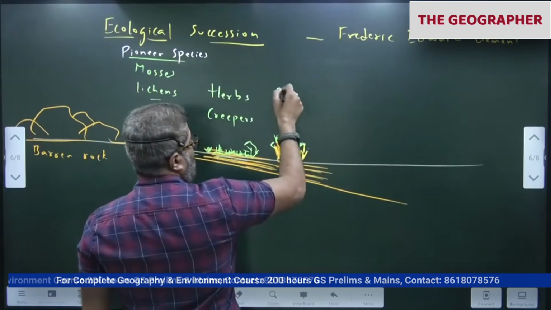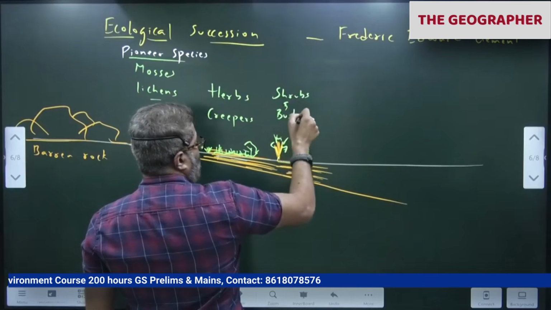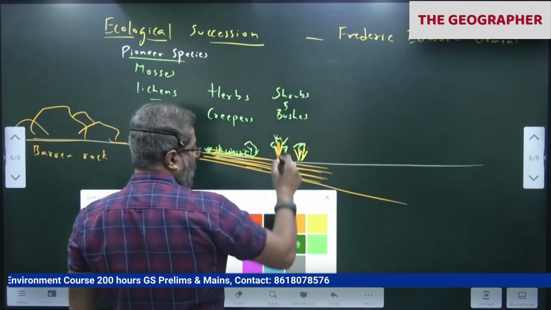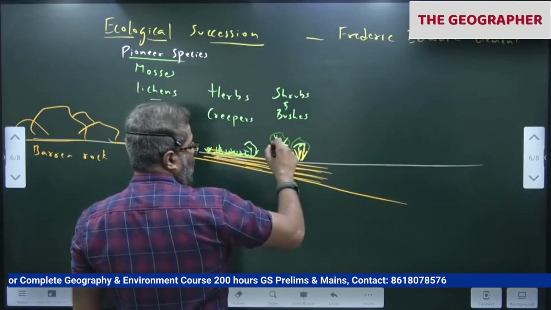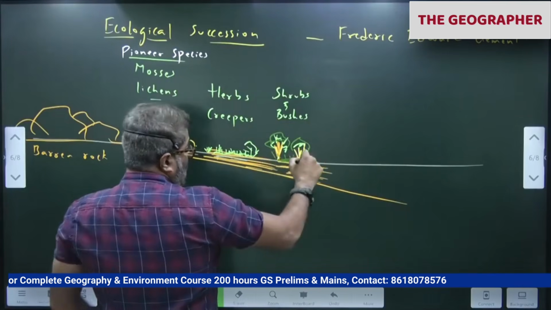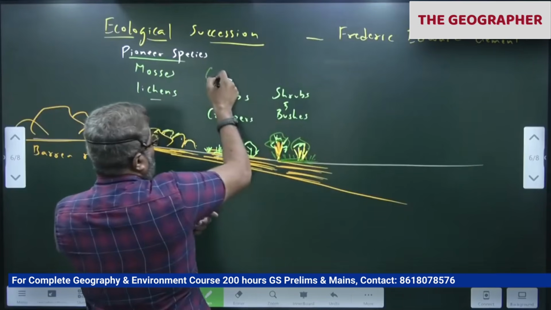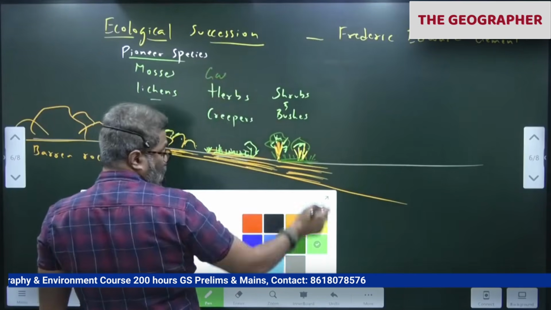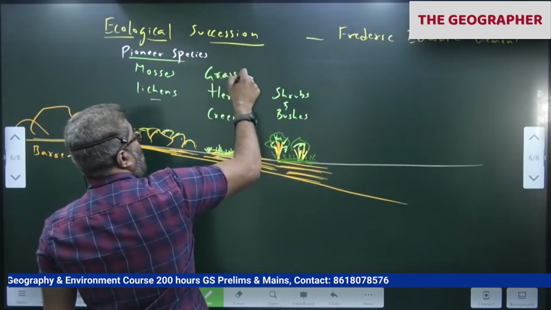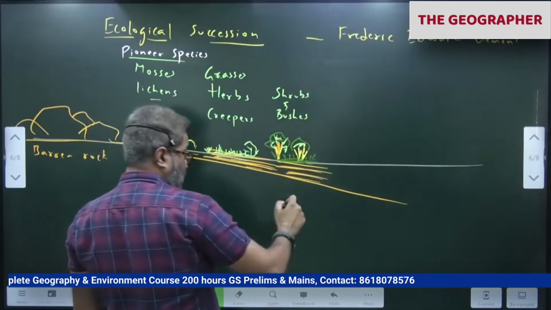So these are called shrubs and bushes. Notice this, plants are increasing now, slowly. Herbs and creepers also will be there. Grasses will be there. Correct. The color I'll change. Grasses. You can see herbs, grasses, creepers. Along with that, shrubs and bushes will increase.